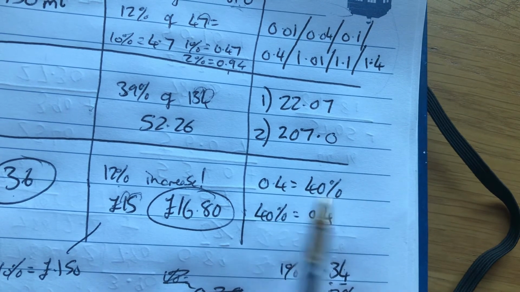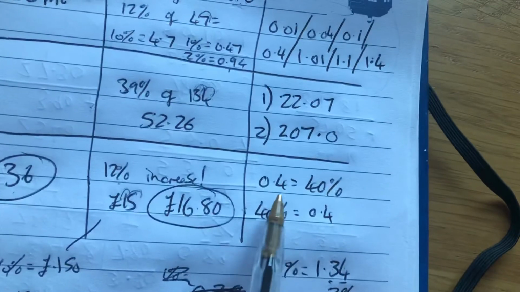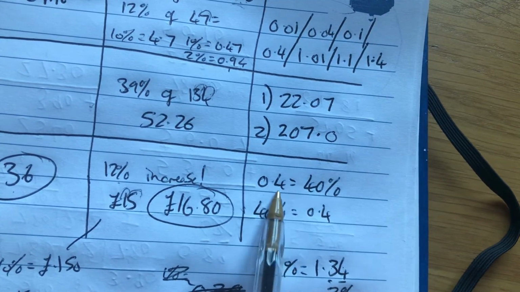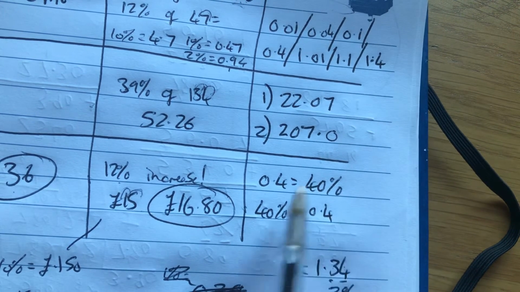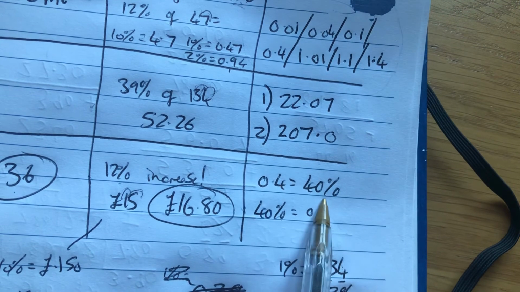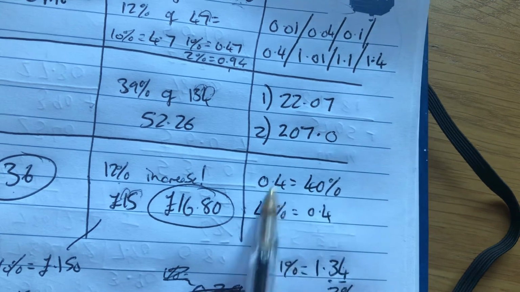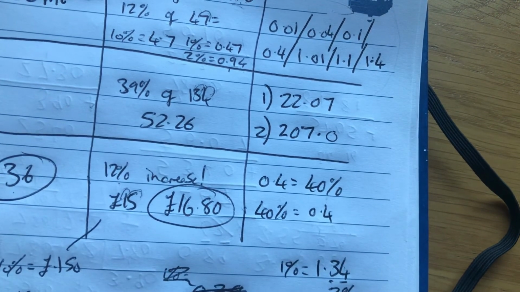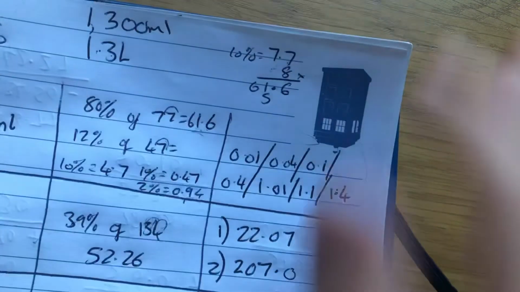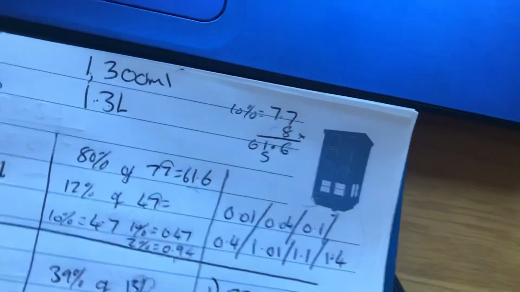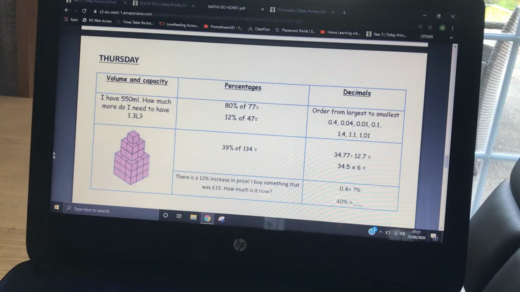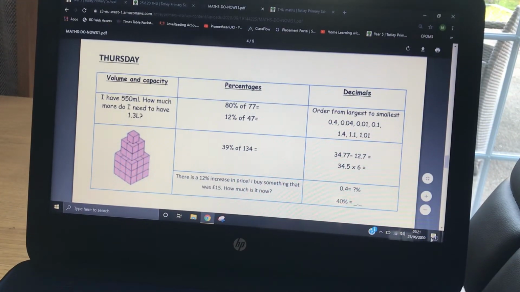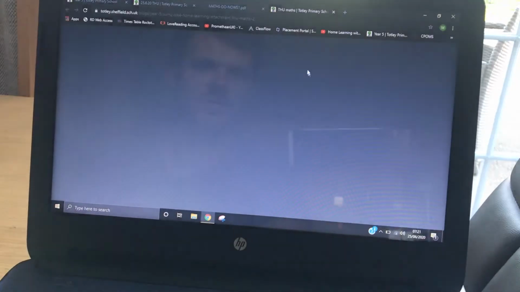And then the last one, I tried to trick you. 0.4 is the same as 40%. 40% is the same as 0.4. I was hoping you'd put something like 4% for that one, and then get caught out. I was trying to be a bit mean today. So there's your maths for today. Like I said, if the percentages are catching you out, don't worry. But even if you just get in the finding 20% and 10%, that's absolutely fine.